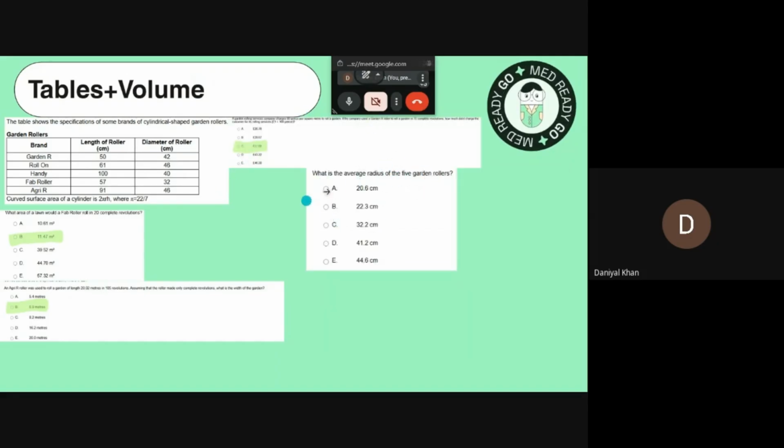Now, what is the average radius of the 5 garden rollers? So there's 2 ways to do this one. Obviously, you can do the usual way, which is divide everything by 2, 21 plus 23 plus 20 plus 16 plus 23, and then divide by 5, and you get an answer of 20.6.